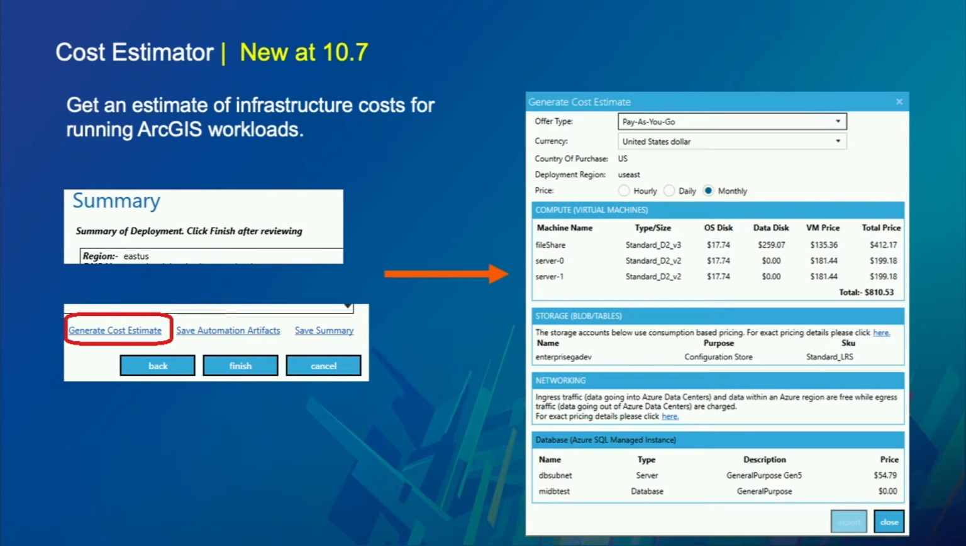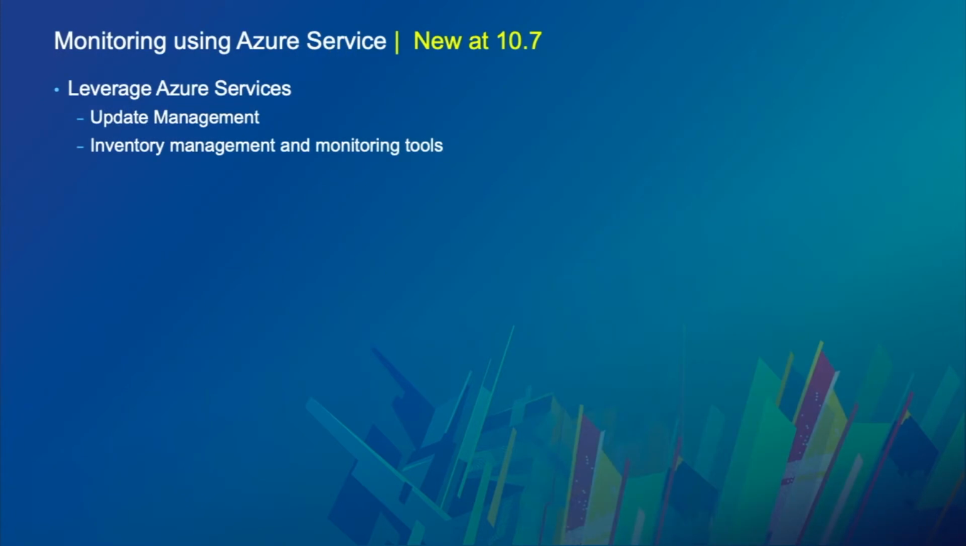For things that are consumption-based, like storage and networking egress, we point you towards Microsoft docs for that. But this is a good starting point for somebody who's trying different configurations and different machine sizes. They can easily get their sticker shock from this.